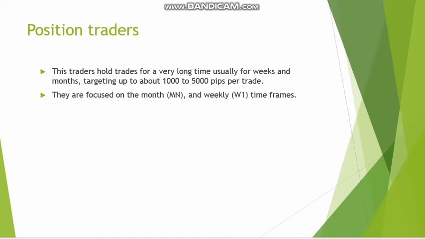So position traders, these are traders that hold trades for a very long time, usually for weeks and months, targeting up to about 1,000 to 5,000 pips per trade. Yeah, I know you'll be wondering what is a pip. We'll get to know that a pip is simply the minimum change in price.